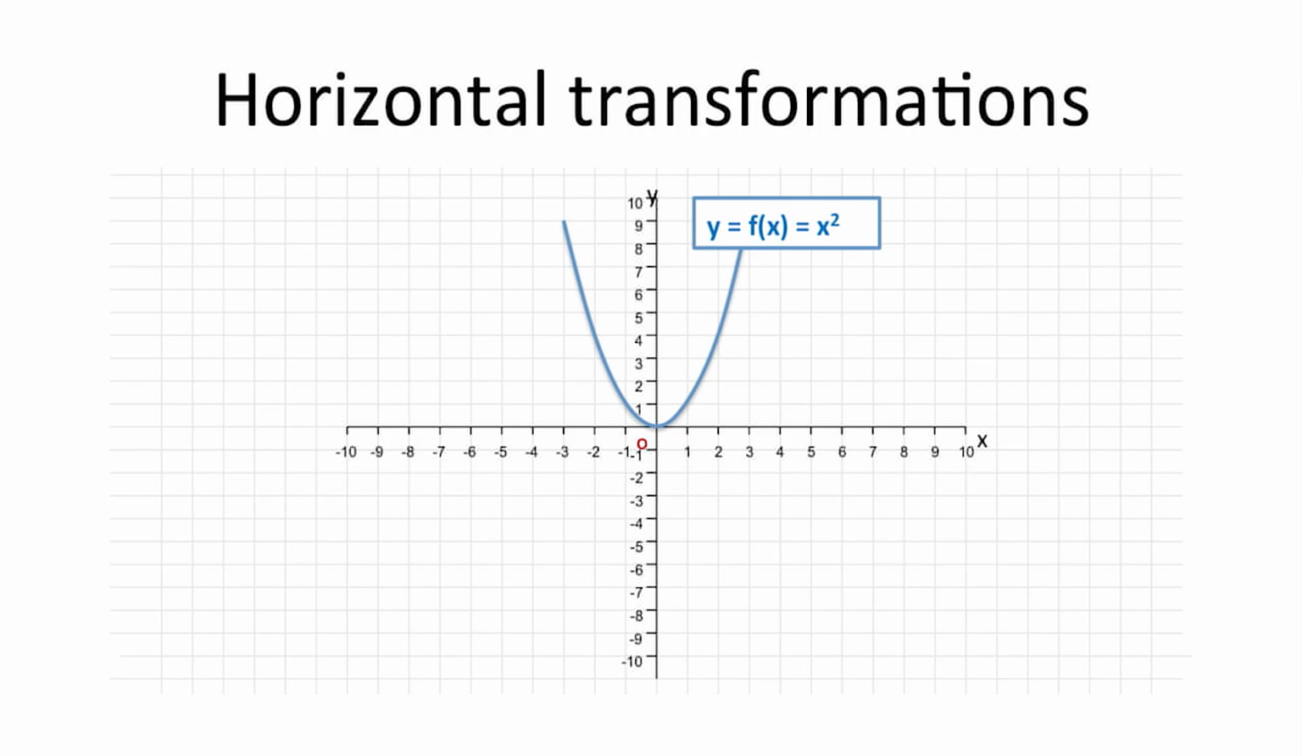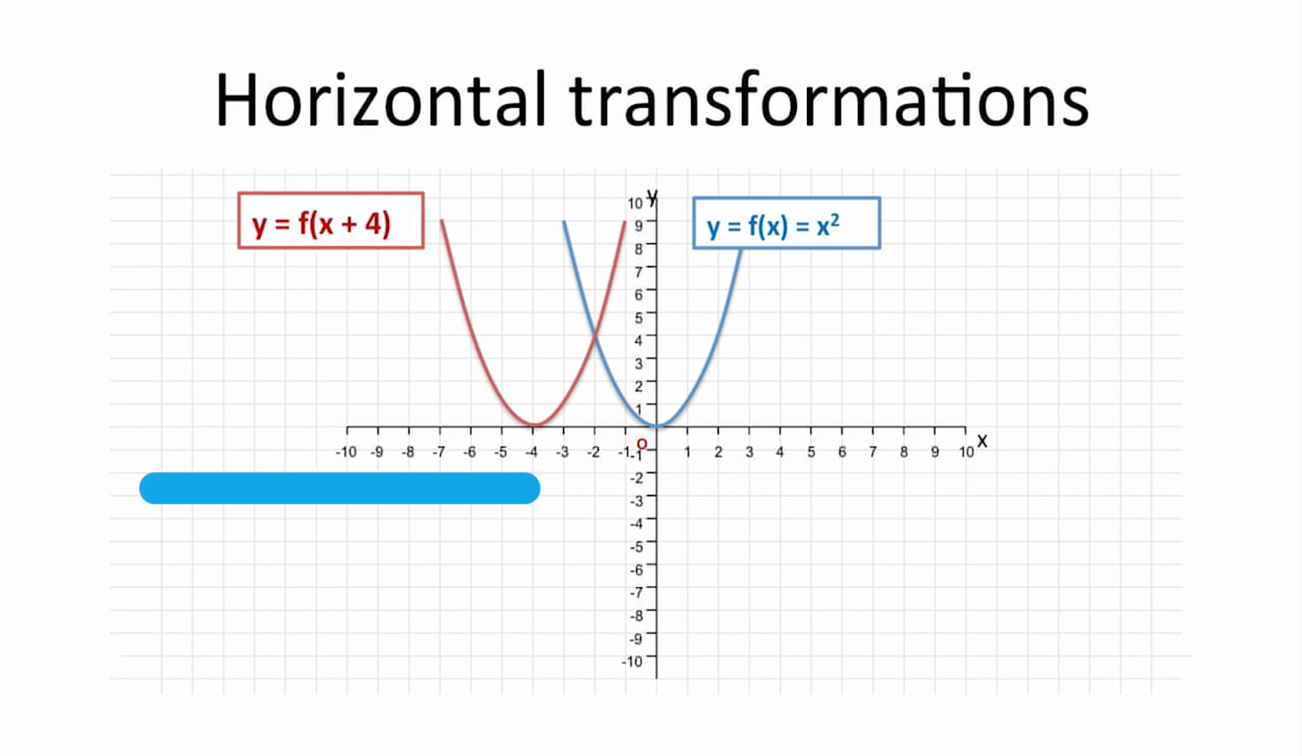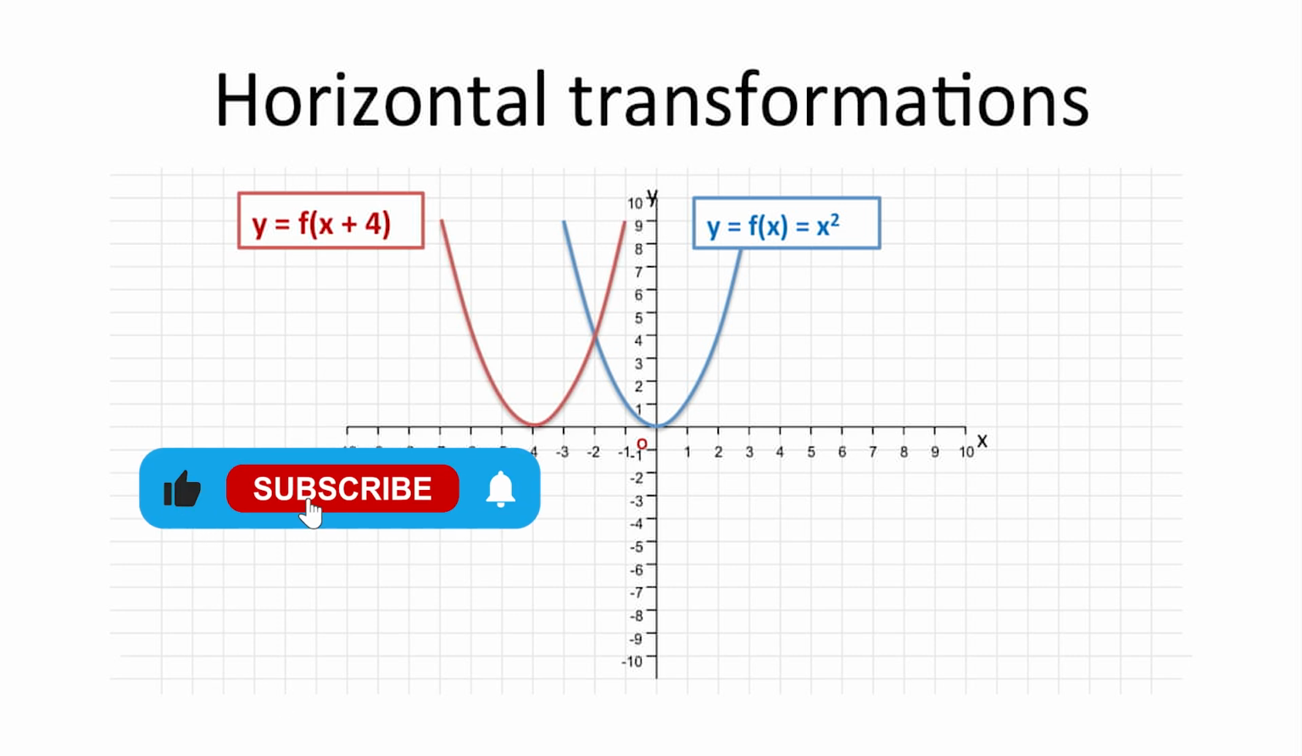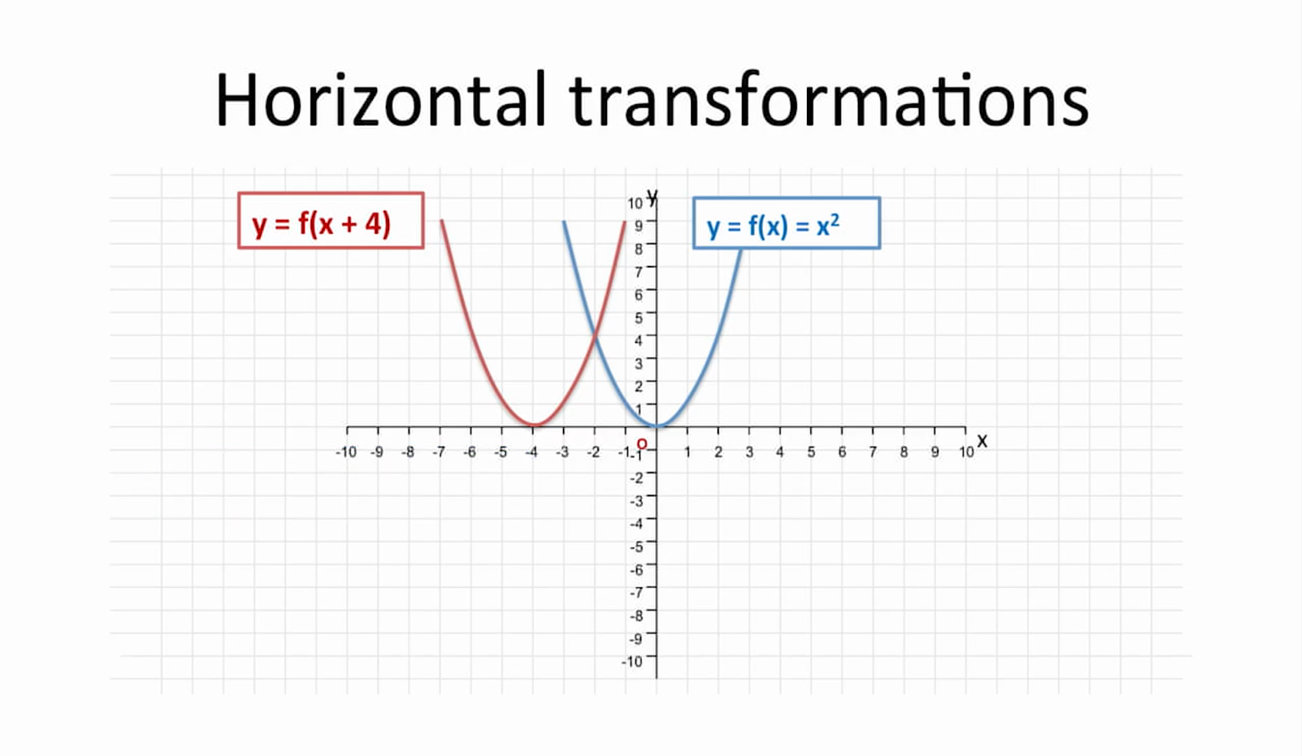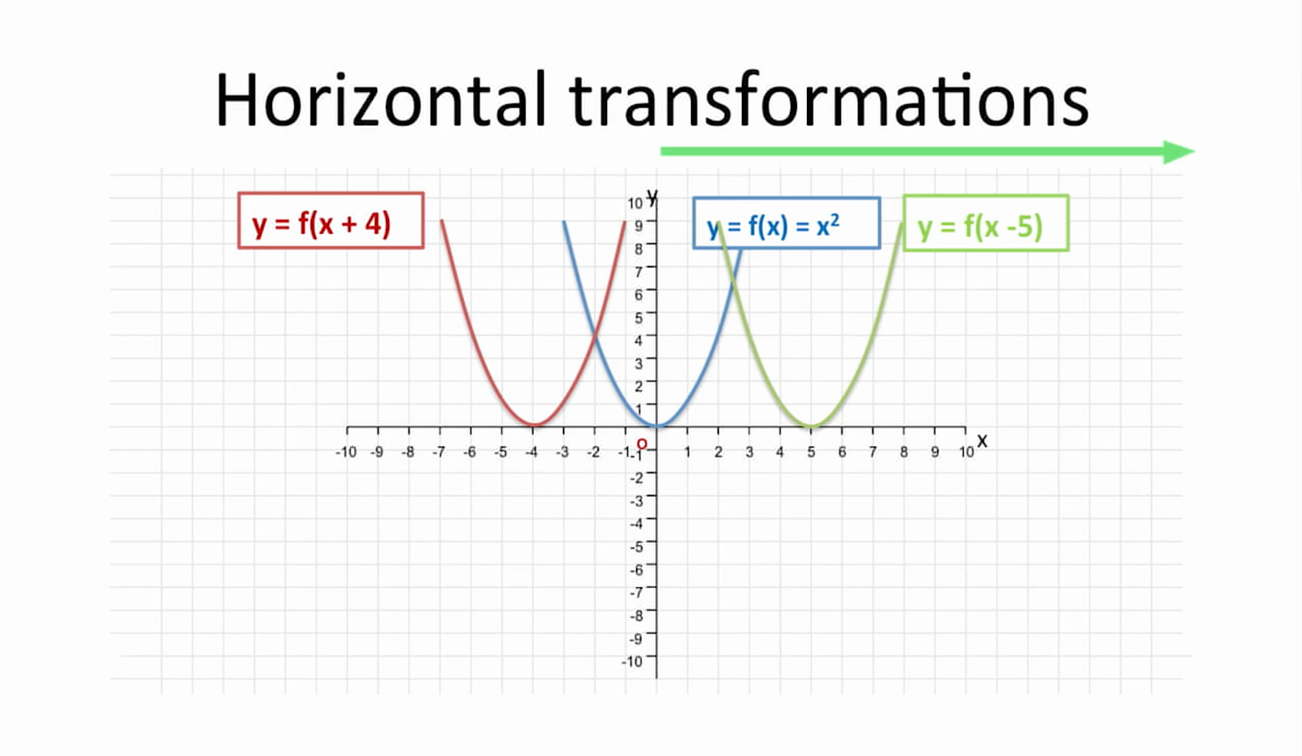Now, if we take our curve here, y equals a function of x, x squared in this case, if we perform a horizontal transformation to it, it would be of this type. For example, f of x plus 4. Notice the plus 4 is in the brackets, and we've moved the graph 4 spaces to the left. Now, if we were to have a similar horizontal transformation labelled f of x minus 5, notice that has now moved 5 spaces to the right.